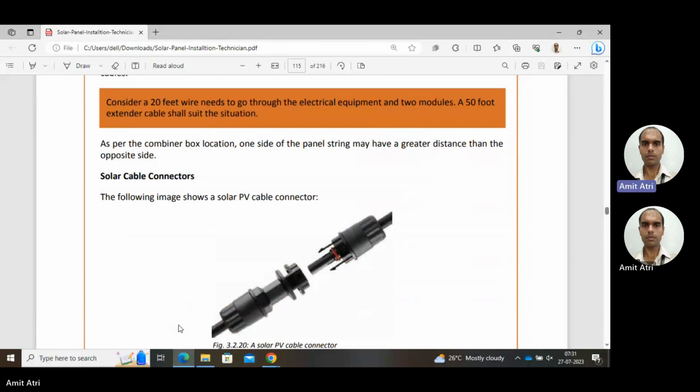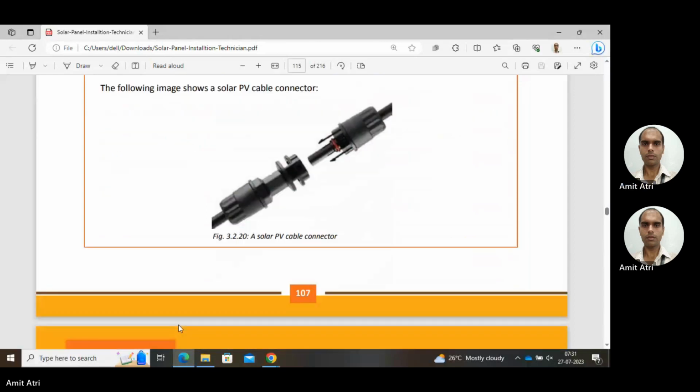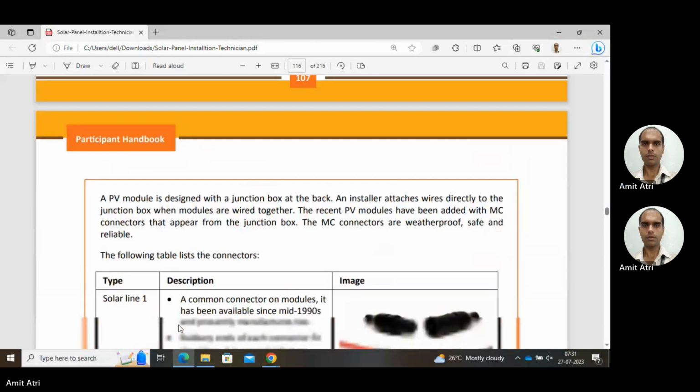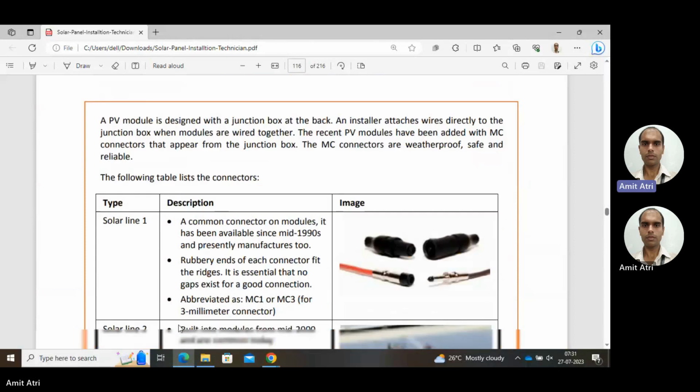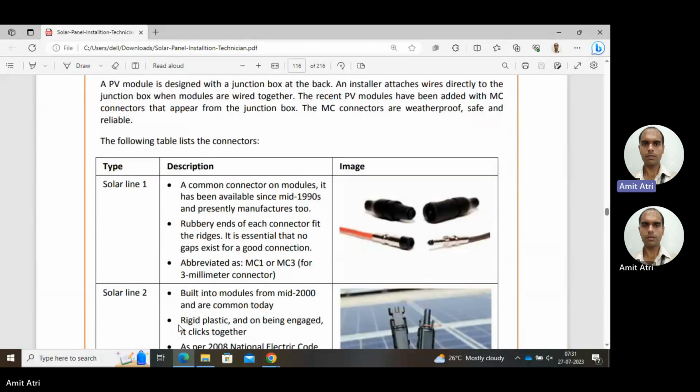Okay, now solar cable connectors. So in the image here it is shown, male and female connector, and different types of connectors. They are shown in this table.